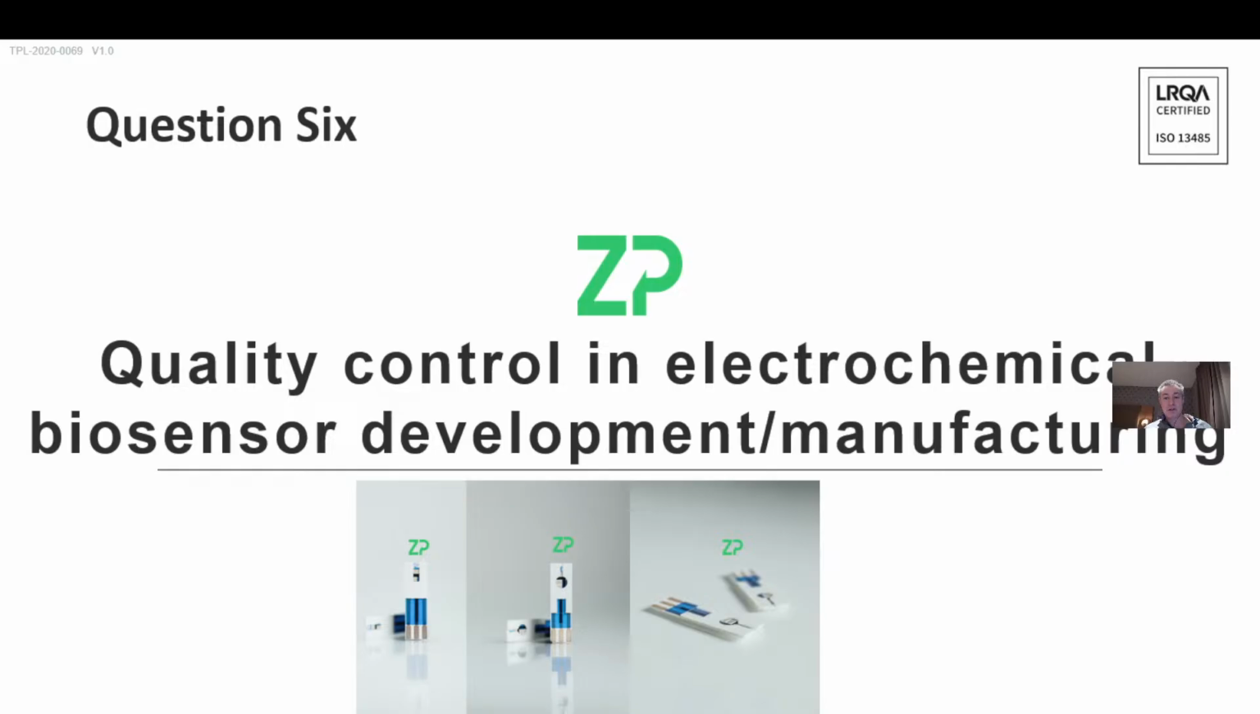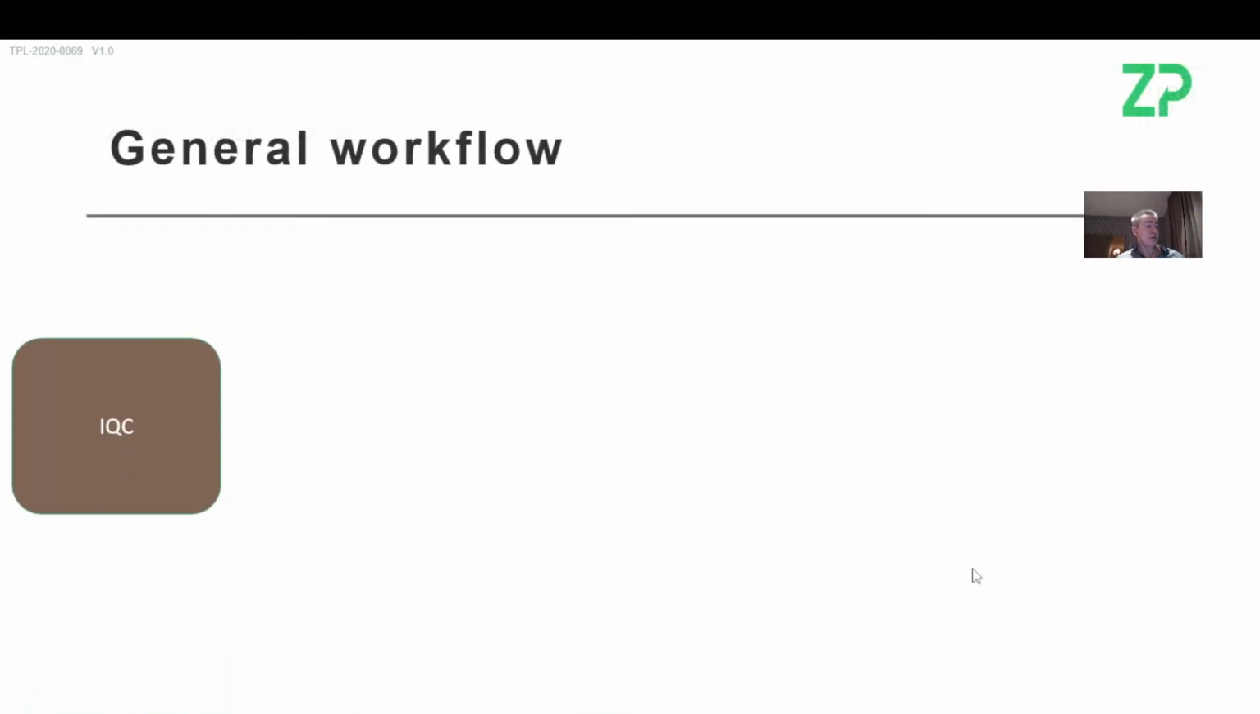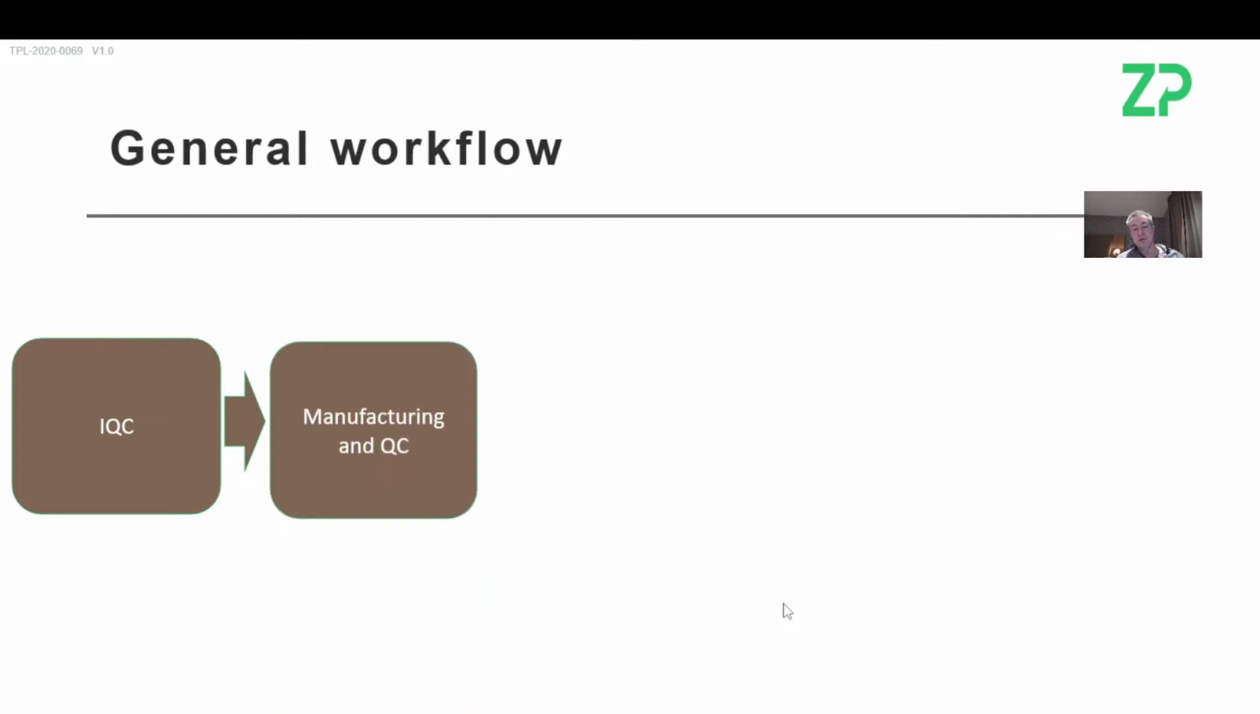So what I'm going to talk about now is methods and strategies around quality control in, for example, developing an IVD, an in vitro diagnostic, and I'll be thinking a lot about glucose strips today in particular. So the general workflow is that we'll have some IQC, incoming quality control. That will be the enzyme activity. If the electrodes have been screen printed elsewhere, what are those electrodes like? We obviously screen print our own electrodes.